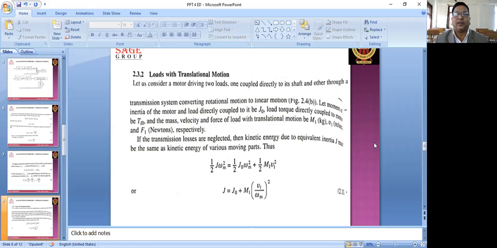If the transmission losses are neglected, the kinetic energy due to the equivalent inertia J is the same as the kinetic energy of the moving parts. So 1 by 2 J omega m square is equal to 1 by 2 J0 omega m square plus 1 by 2 m1 v1 square. So here J is equal to J0 plus m1 (v1 by omega m) square.